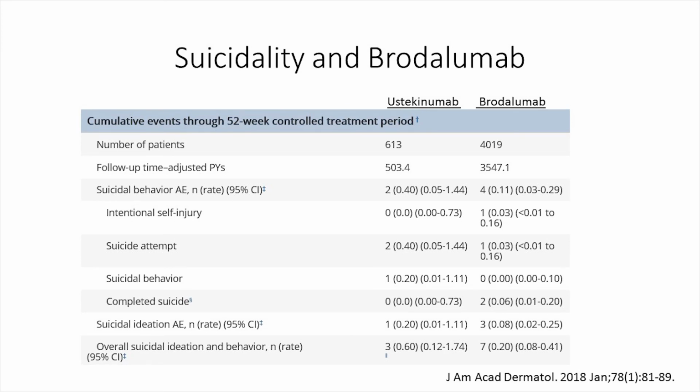Suicidal behavior, you could say that there were similar rates in the two groups. Intentional self-injury, similar rates. All of these 95% confidence intervals overlap. However, really the only group that had completed suicides in this active comparator controlled period was brodalumab, with 2 suicides. So overall suicidal ideation and behavior was similar in the two groups, but the completed suicides were only seen in brodalumab.